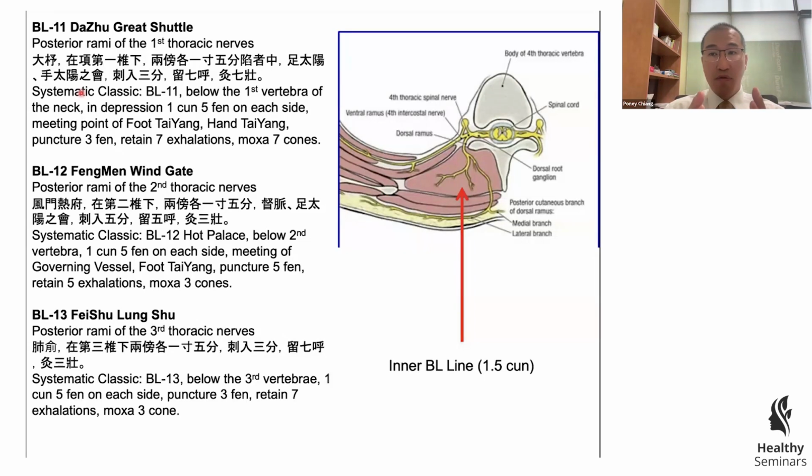So the difference is that we now know certain points that are located here and how to needle them. For example, what's the depth, puncture a certain depth, how long to retain it, how many breaths, even with moxa, how much moxa to use. That information was first passed down from the Systematic Classic.